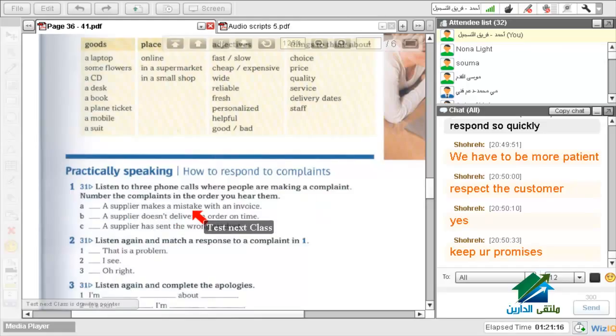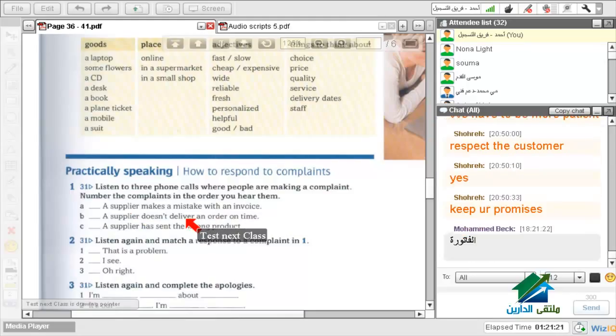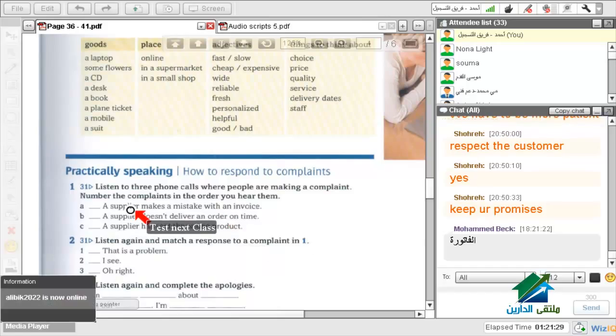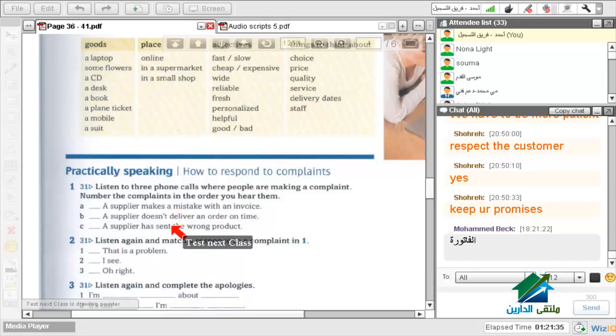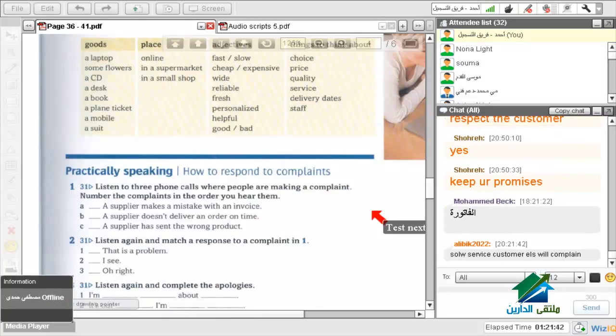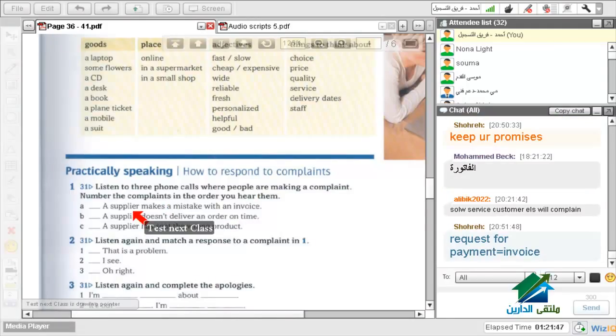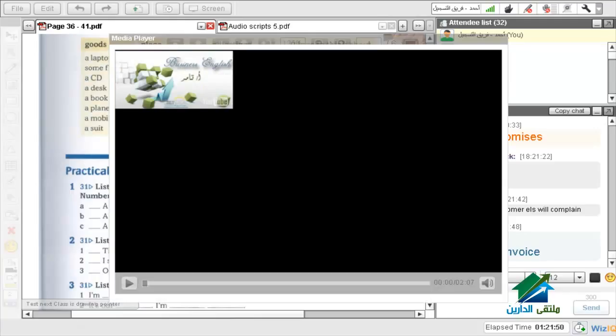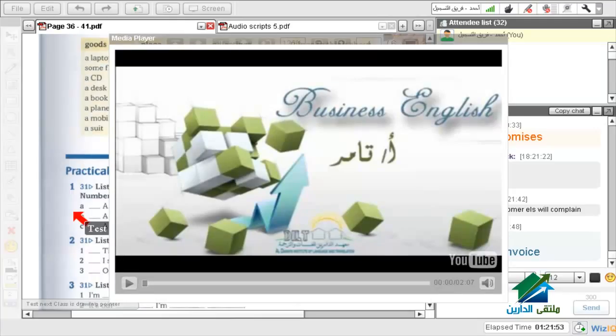So a supplier makes a mistake with an invoice. A supplier doesn't deliver an order on time. A supplier has sent the wrong product. So you have 3 bad customer service here. Miscommunication, or you're not keeping your delivery times, and mistakes in invoices and bills. So here we will play the audio and you check every number, every complaint, please.